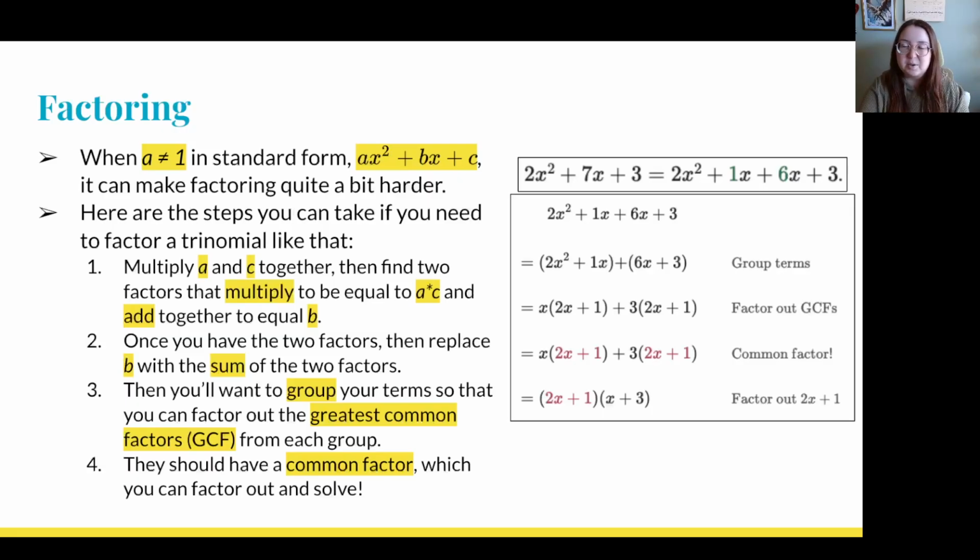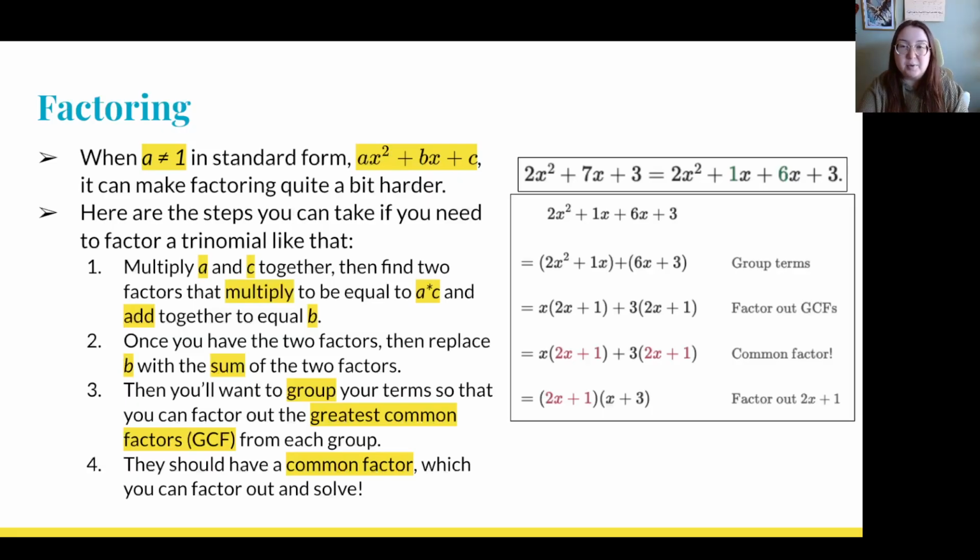So you'll get 2x squared plus 1x and 6x plus 3. Once you've grouped them together, you factor out their greatest common factor, which is the biggest thing you can take out of both. For our first group, 2x squared plus 1x, you can take out an x. If you factor out an x, you get x times 2x plus 1. For our second group, 6x plus 3, the biggest thing we can factor out is a 3, which gives us 3 times 2x plus 1.